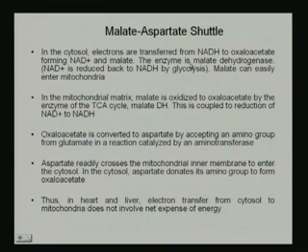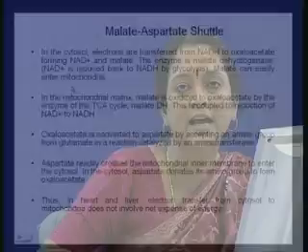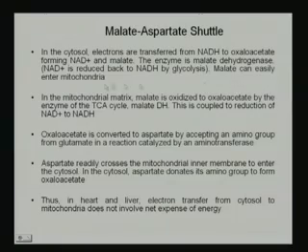The enzyme is malate dehydrogenase, which is one of the very important enzymes, as I have already discussed in the TCA cycle. Malate can easily enter mitochondria. In the mitochondrial matrix, the malate is oxidized to oxaloacetate by the enzyme of this TCA cycle, that is malate dehydrogenase. This is coupled to the reduction of NAD to NADH.